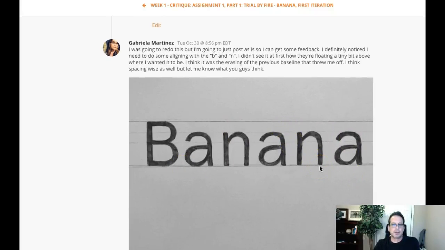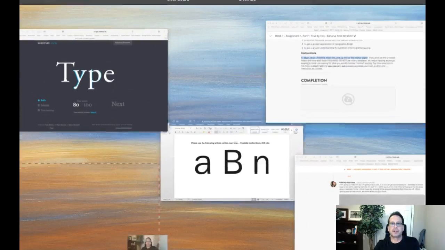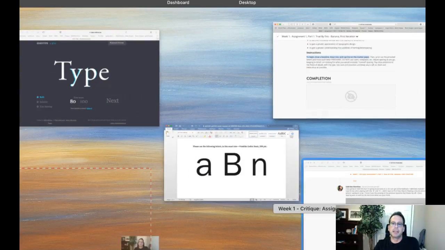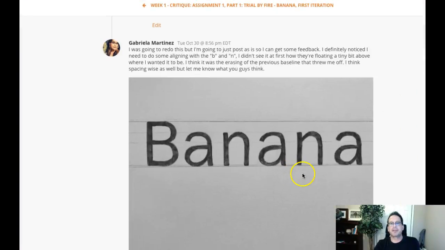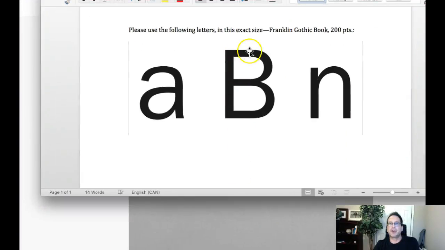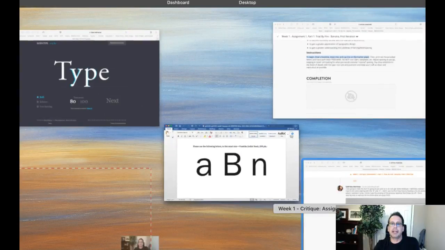So it looks like you have your lines, your guidelines. That's great. One thing you probably noticed is in the instructions it says to begin drawing a baseline, a mean line, a cap line on the paper, but that doesn't really make sense because you don't know the mean line and the cap line until you place this over the printout of the letters so that you can determine that mean line and that cap line.